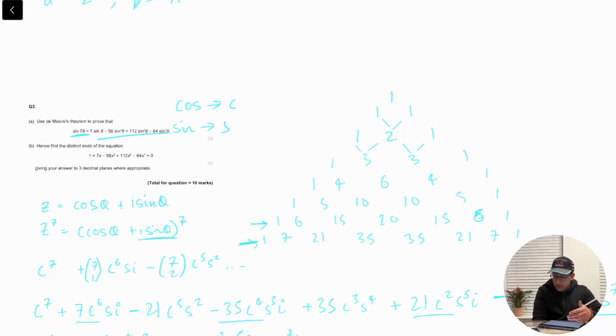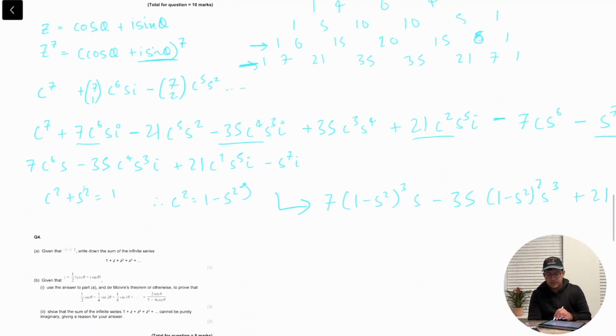So that's how you're going to do part A of the question. Remember, it's always like this. Just assume this, expand the brackets out. For cos, it's going to be the real part. For sine, it's going to be the imaginary part. Use the identity that cos squared plus sine squared equals 1 to substitute it into here to get an expression that only has sine in it. Remove all cos from it.